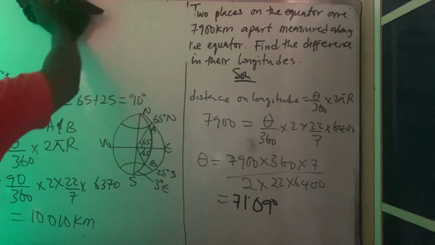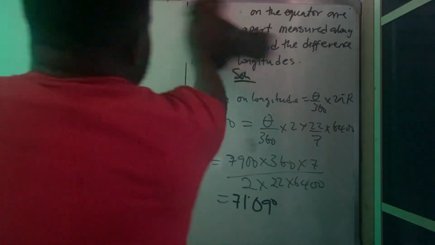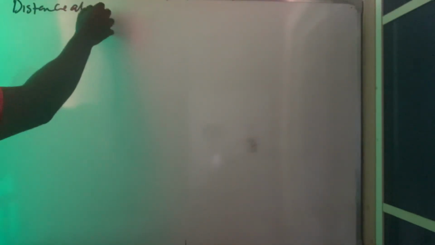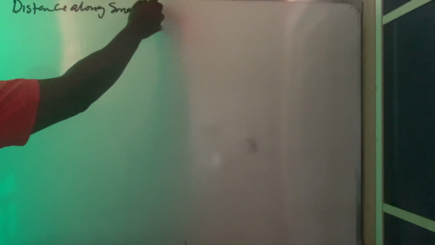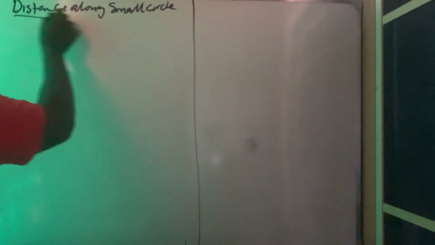The ones we have been doing so far, even in the previous video, are distance on the great circle. So let's talk about distance along the small circle. Now I told you that distance along the small circle is equally called distance on the latitude, because latitude is small. So distance on the latitude has a formula.